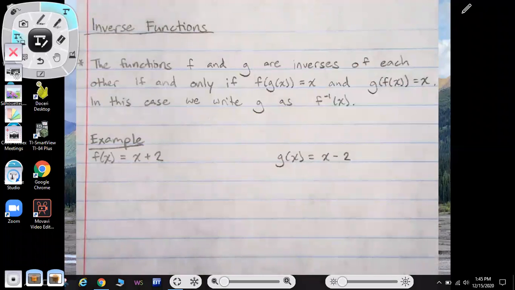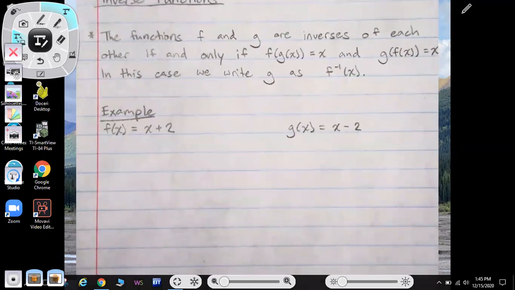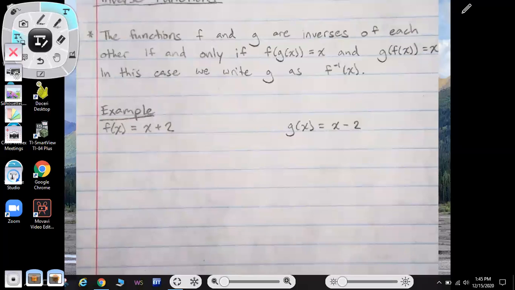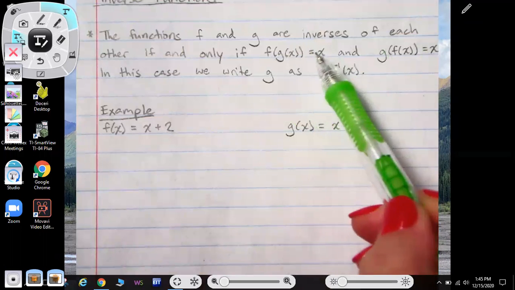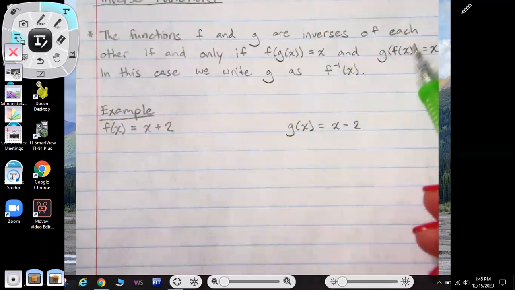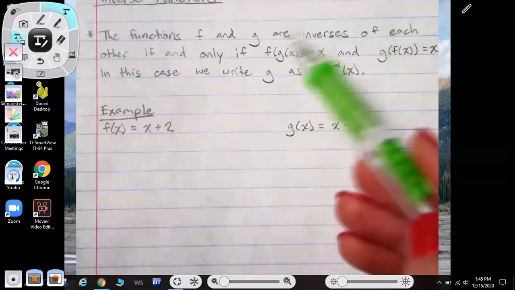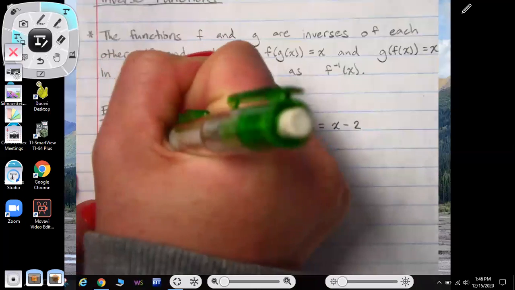f of x equals x plus 2, and g of x equals x minus 2. Okay, we want to know if f of x and g of x are inverse functions. So in order for f and g to be inverses, the composition f of g of x has to equal x, and g of f of x has to equal x. So let's look at f of g of x first.